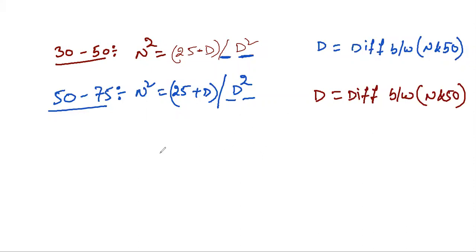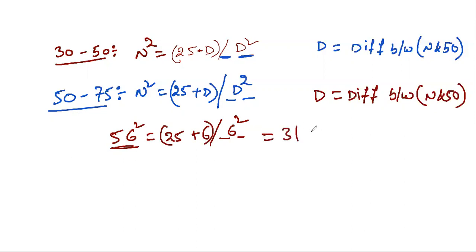So observe this one. I'll take an example, 54 square or 56 square. I want to take 56 square. What is the difference between 50 and 56? 6. 6 square I'll write as 2 digits. 6 will be added to 25. 25 plus 6 is 31. Last 2 digits is 6 square, 36.